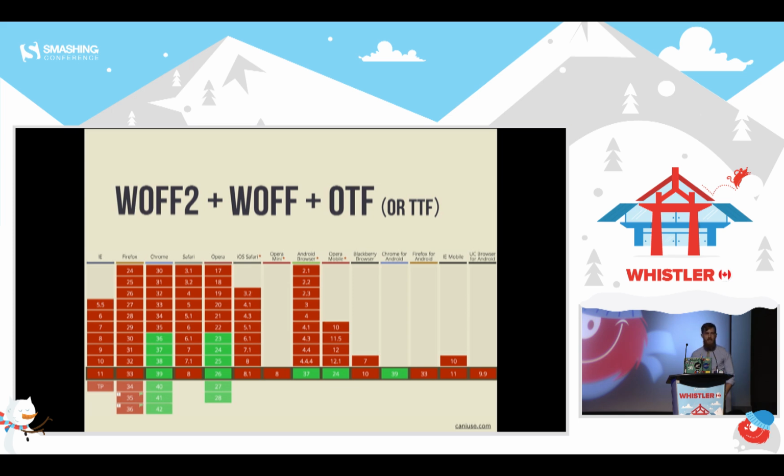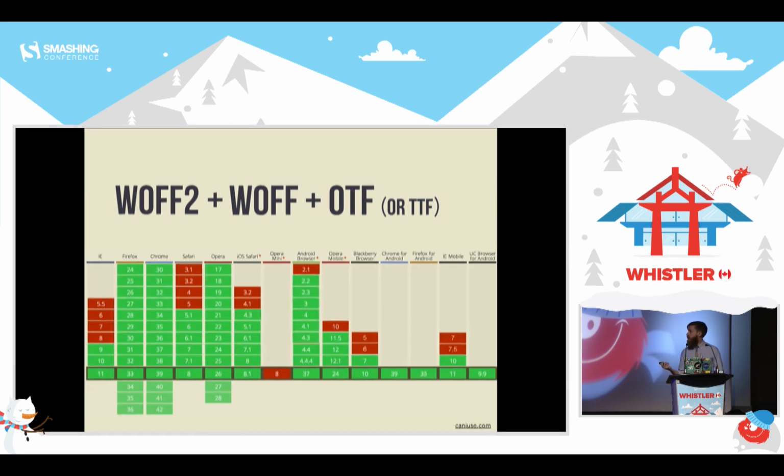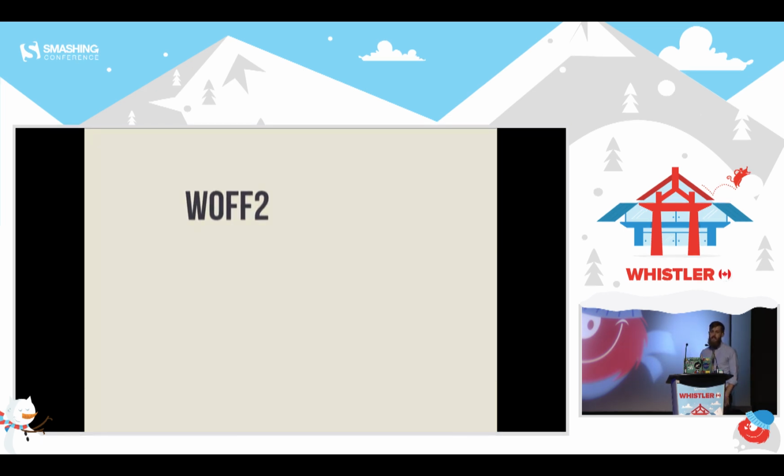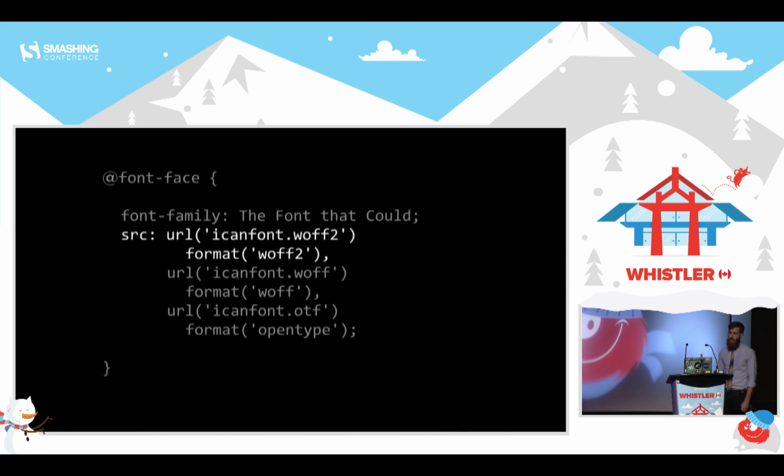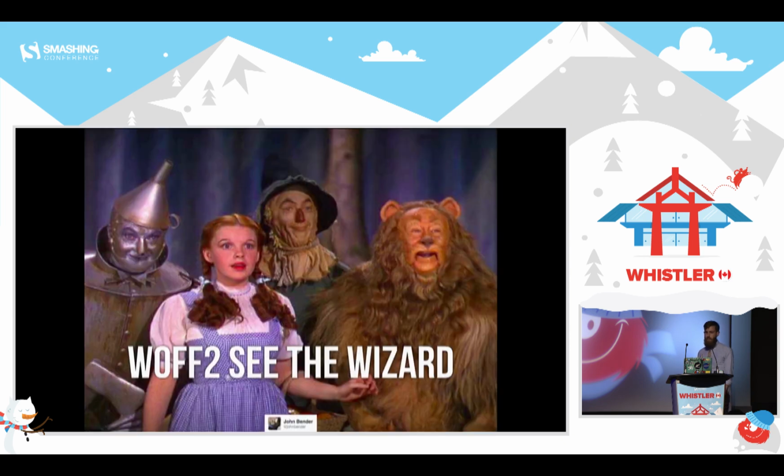WOFF2 doesn't actually buy us any new web browser support. It's currently only available in Chrome and Opera, and Chrome on Android, some of the newer Blink browsers. So it doesn't get us anything new in browser support, but it is 30% smaller on average than your WOFF format. Google actually did a study for all their Google Web Fonts, and on average, the WOFF2 format was about 30% smaller. So we'll add that to the beginning, because web browsers pick the first one and use it. And we're off to see the wizard.